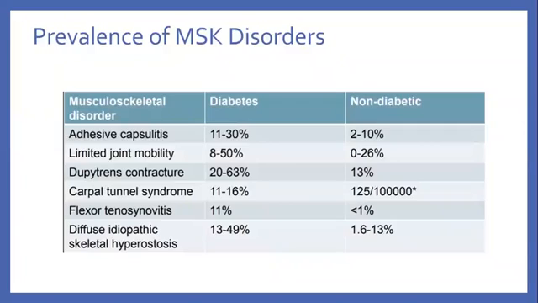So this table just highlights the comparison of these musculoskeletal disorders between diabetics and non-diabetic patients. They are all more prevalent in patients that have diabetes, and the most common disorder is going to be the Dupuytren's contracture, which ranges from 20 to 63% prevalence in diabetes versus 13% in non-diabetics.